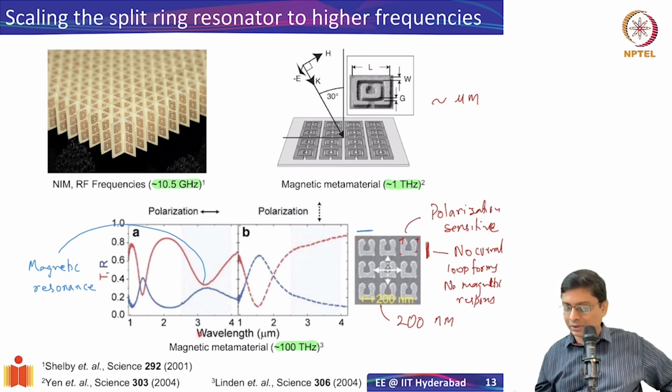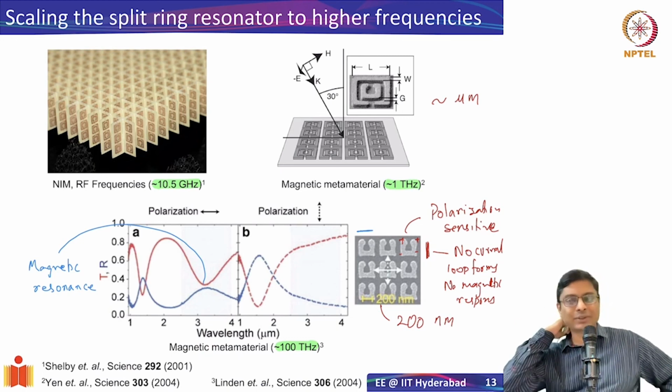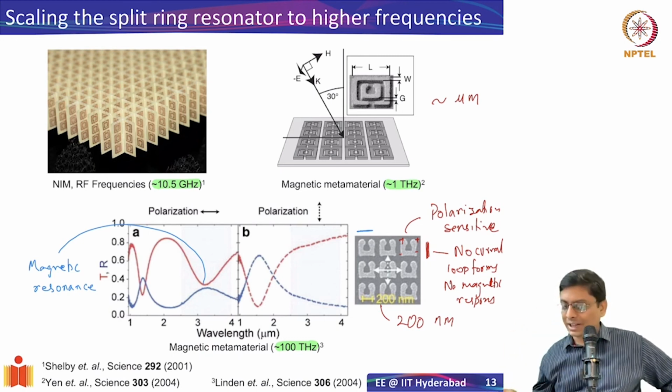And this is about 3 microns. 3 microns roughly translates to 100 terahertz. So you see that there is a strong magnetic response. And whenever there is a resonance, the reflection peaks and the transmission dips. This is the standard. And then 1 minus T minus R is going to be my absorption.